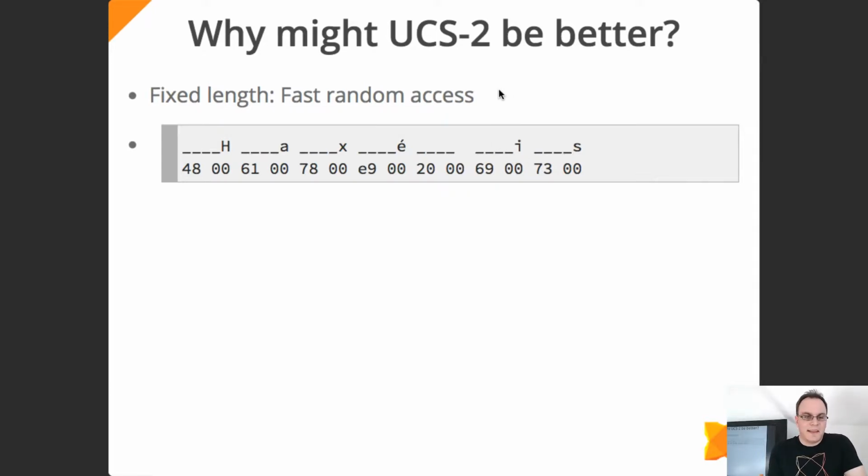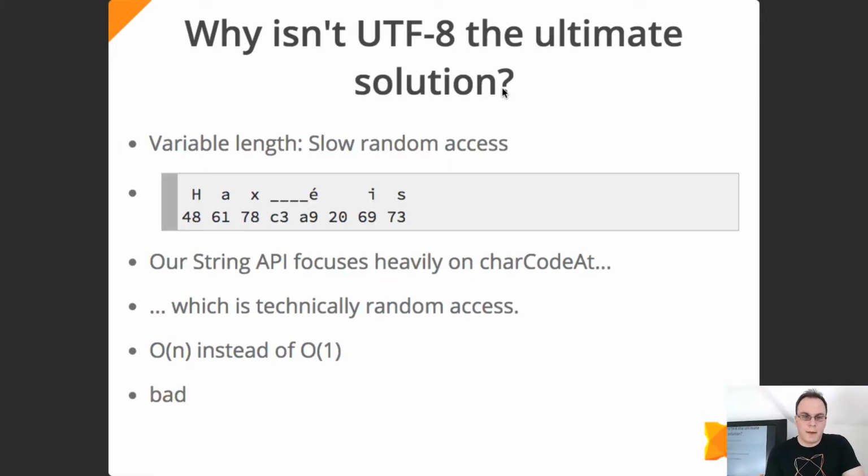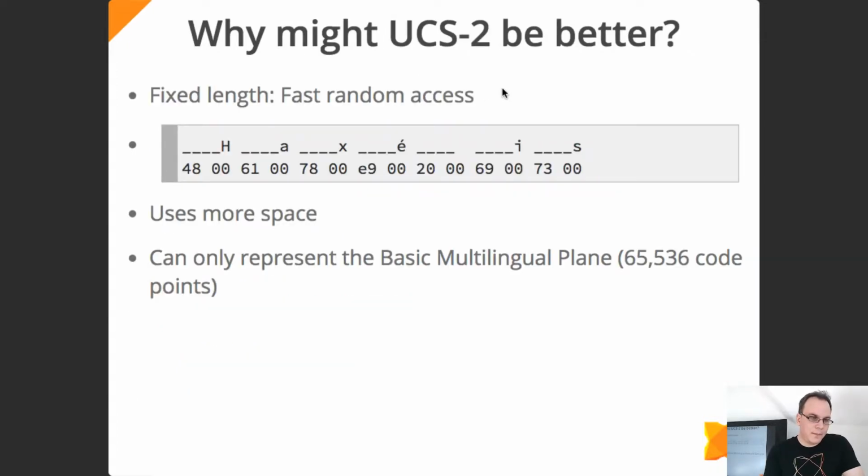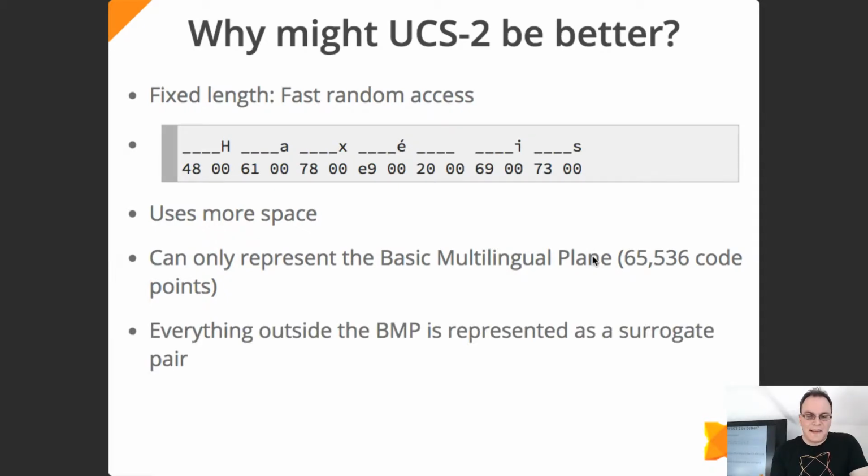UCS2, of course, also has some downsides. It uses more space, obviously, if we compare it to UTF-8, which is much more compact. This is much bigger. And because we use only 2 bytes, we can only represent the basic multilingual plane, which is this number of code points. It's 2 to the power of 16. And that means, well, what do we do with characters that are outside of the BMP, the basic multilingual plane? We have to represent them as a surrogate pair. And that, unfortunately, includes emojis. So that's really sad. What's a surrogate pair?